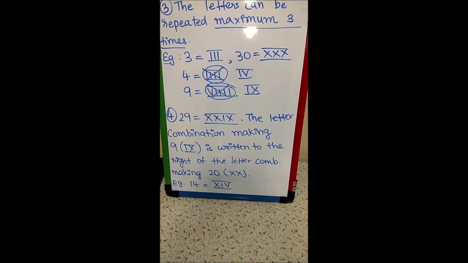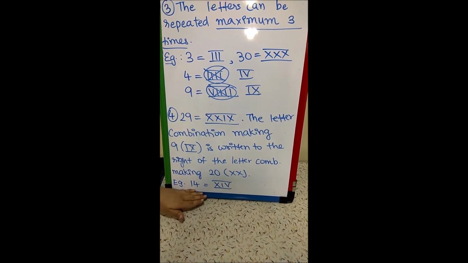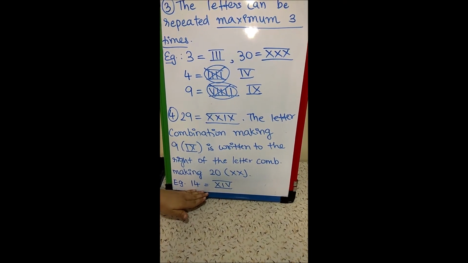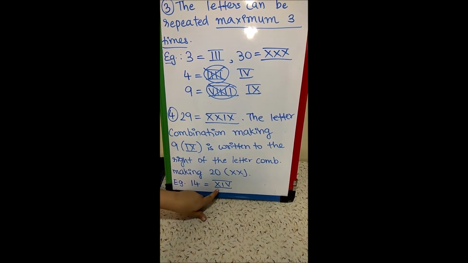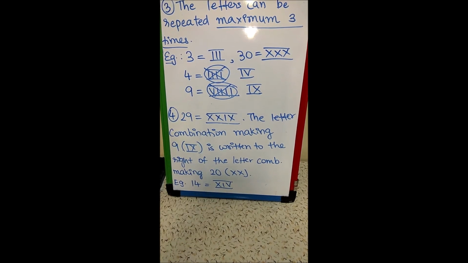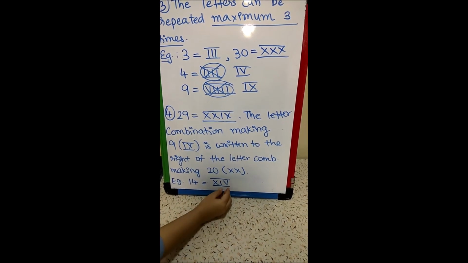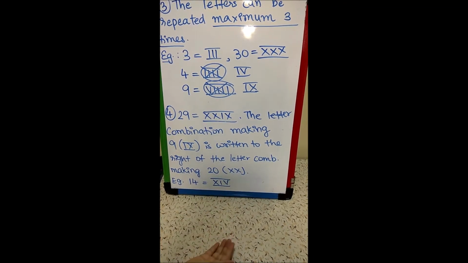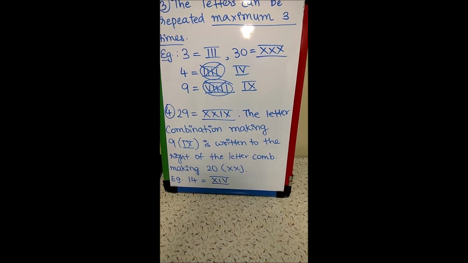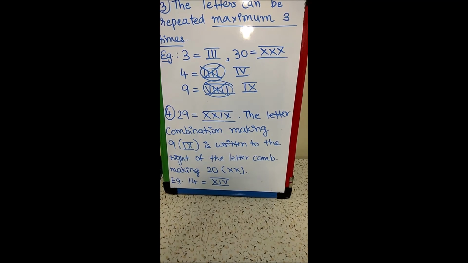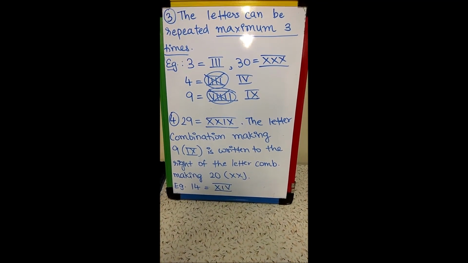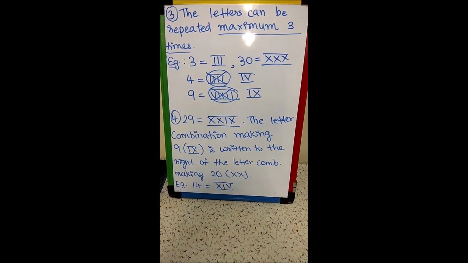One more example we will take is 14. Let us see the Roman numeral of 14. The Roman numeral of 14 will be XIV. You can see that here IV has the subtraction, so IV will be written on the right hand side of X. So whenever you have an addition and subtraction combination, the subtraction will be written on the right hand side of the addition part.